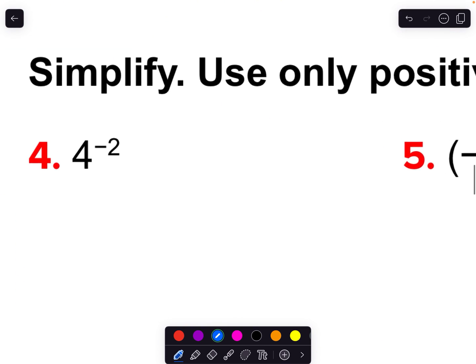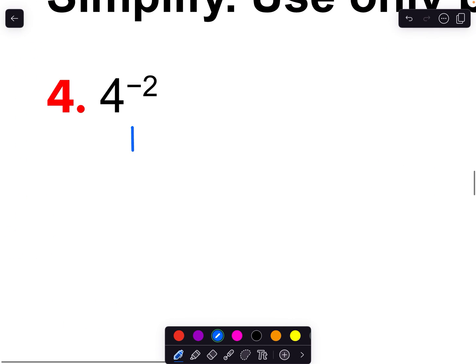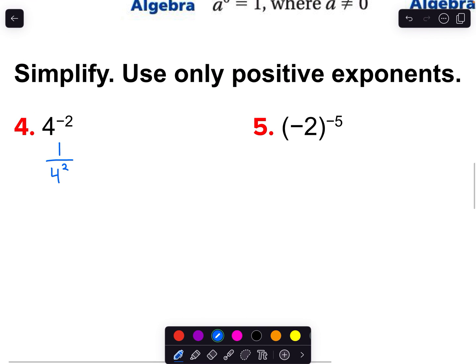Okay, down here, a little more. This is 1 over 4 squared. The second one, we have negative 2 to the negative fifth. That's 1 over negative 2 to the positive fifth.